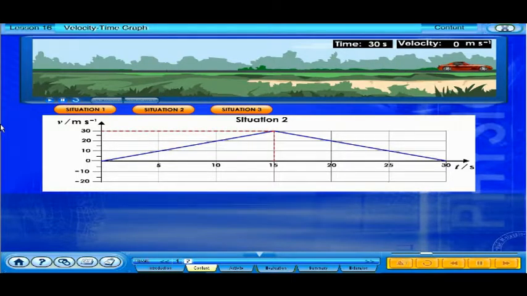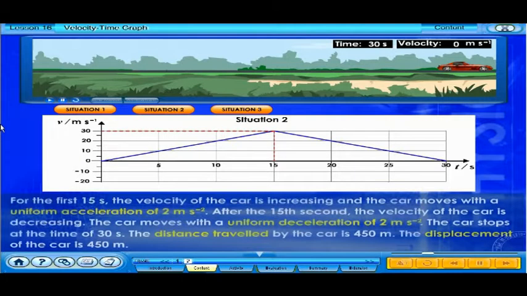How can you describe the motion of the car? For the first 15 seconds, the velocity of the car is increasing and the car moves with a uniform acceleration of 2 meters per second squared. After the 15th second, the velocity of the car is decreasing. The car moves with a uniform deceleration of 2 meters per second squared. The car stops at the time of 30 seconds. The distance traveled by the car is 450 meters. The displacement of the car is 450 meters.